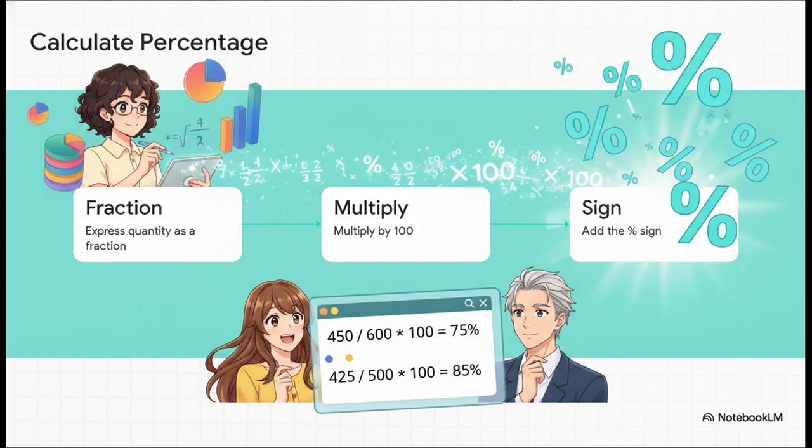We can break this down into a super simple three-step process. First, express your quantity as a fraction of the total whole. Second, multiply that fraction by 100. Third, just slap on that percent sign. So, let's go solve our mystery.